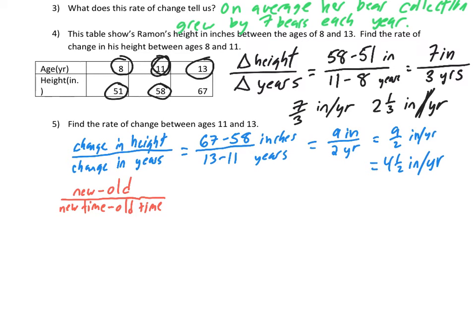Okay, so I found the change in height and divided that by the change in years. How did I find the change in height? I did the new minus the old. In this case, the new was 67 inches minus the old, which was 58 inches. And then I did the new time. So the person was 13 in the newer time, minus 11, which is the older time. And I do that subtraction, and I ended up with 9 inches per 2 years, or 9/2 inches per year, which changed to a mixed fraction is 4.5 inches per year.